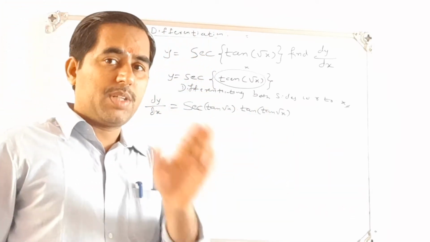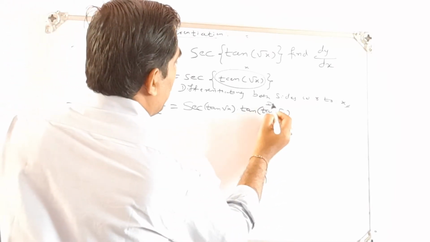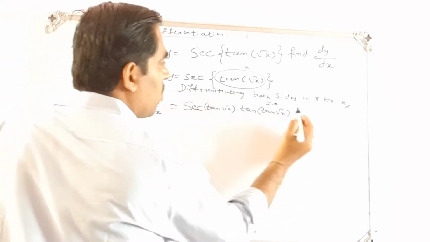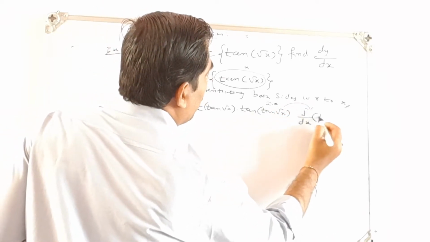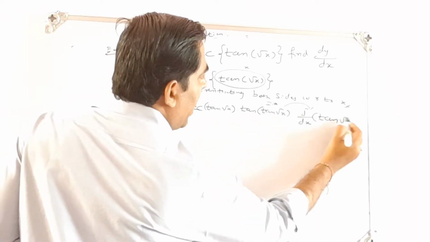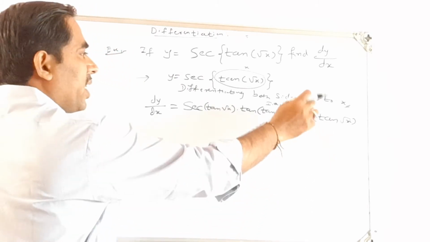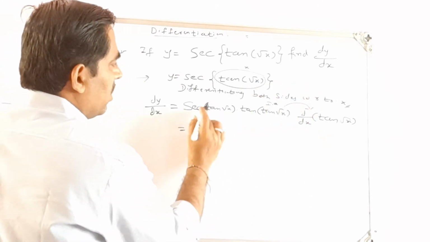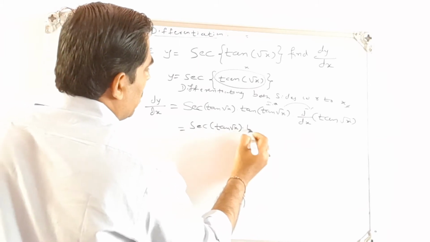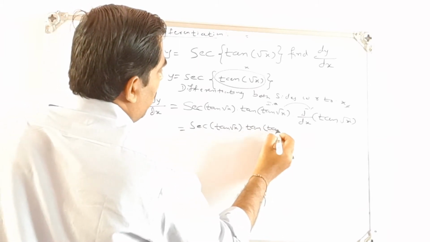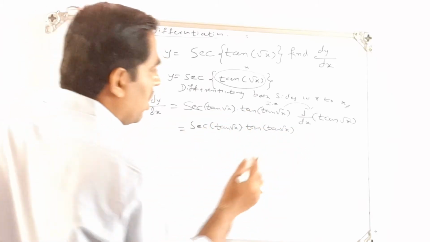If I stop at this step, it is wrong. Why is it wrong? Because of the inner quantity. What is the inner quantity? Tan root x. So we have to consider its derivative also here, the derivative of whatever quantity lies inside, tan of root x. We can write it directly. I will write these terms as they are, without any change: secant of tan root x, tan of tan root x.